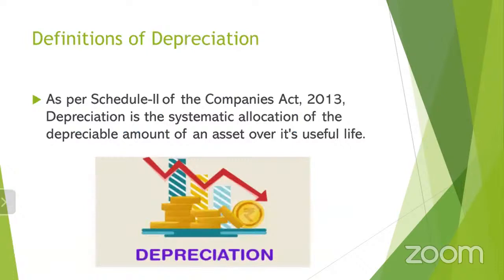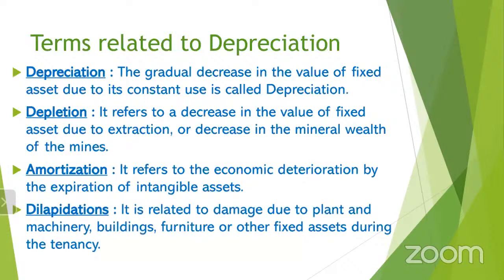Okay, as per Schedule 2 of Companies Act 2013, depreciation is the systematic allocation of depreciable amount of an asset over its useful life. Every year we will calculate the depreciation using two methods, straight line method and diminishing balance method. Okay, these are the methods of depreciation. New terms used in this chapter: depreciation.